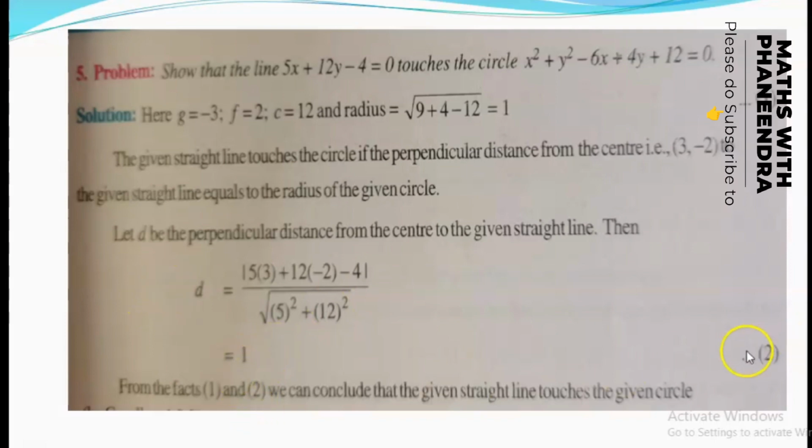This is equation number 2. From 1 and 2 we observe that the radius of the circle is equal to the perpendicular distance from the center of the circle to the line. Whenever r is equal to d, the given line is a tangent to the circle. Like this you have to write the conclusion. Hence the given line is tangent to the circle. We'll move to the next question.